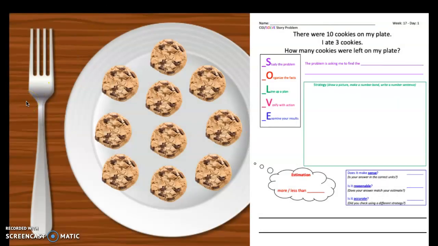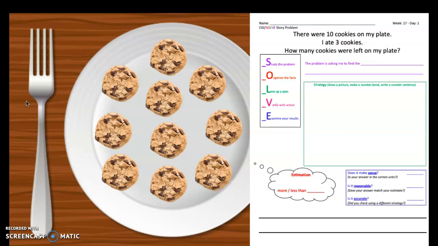Hi everyone, this is a tutorial on how to complete the CGI Solve story problems. There will be a sheet with a story problem, and I will also include a picture to go along with the story problem. The way that we do this is we follow this acronym SOLVE, and we have a letter for each step. The first step is to study the problem.